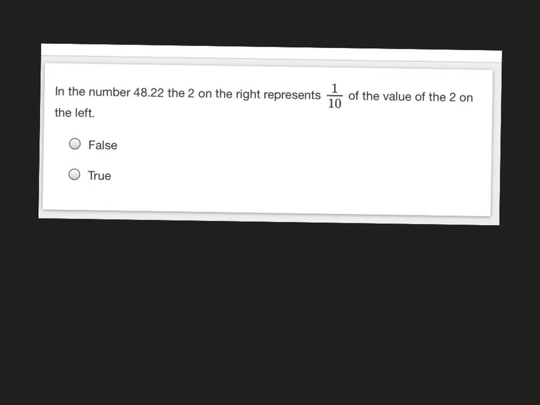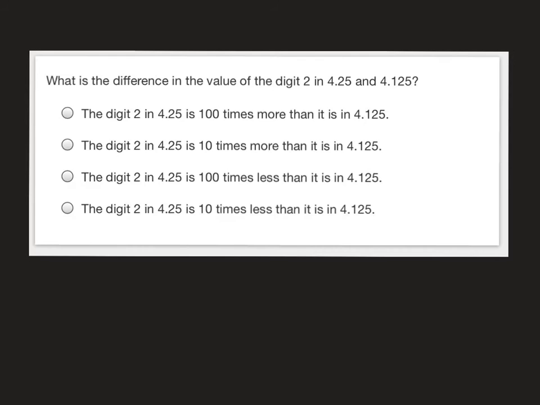All right, this question is just a true-false question. It says in the number given, 48.22, the 2 on the right represents 1/10 the value of the 2 on the left. So the 2 on the right is this 2 right here, and the 2 on the left is this right here. So if they're saying the 2 on the right represents 1/10 of the value of the 2 on the left, that means the green is less than the blue. And we know they're only one space apart, so it's going to be either 10 times or 1/10. And if this green one is 1/10 of the blue, that is correct. So that is true.